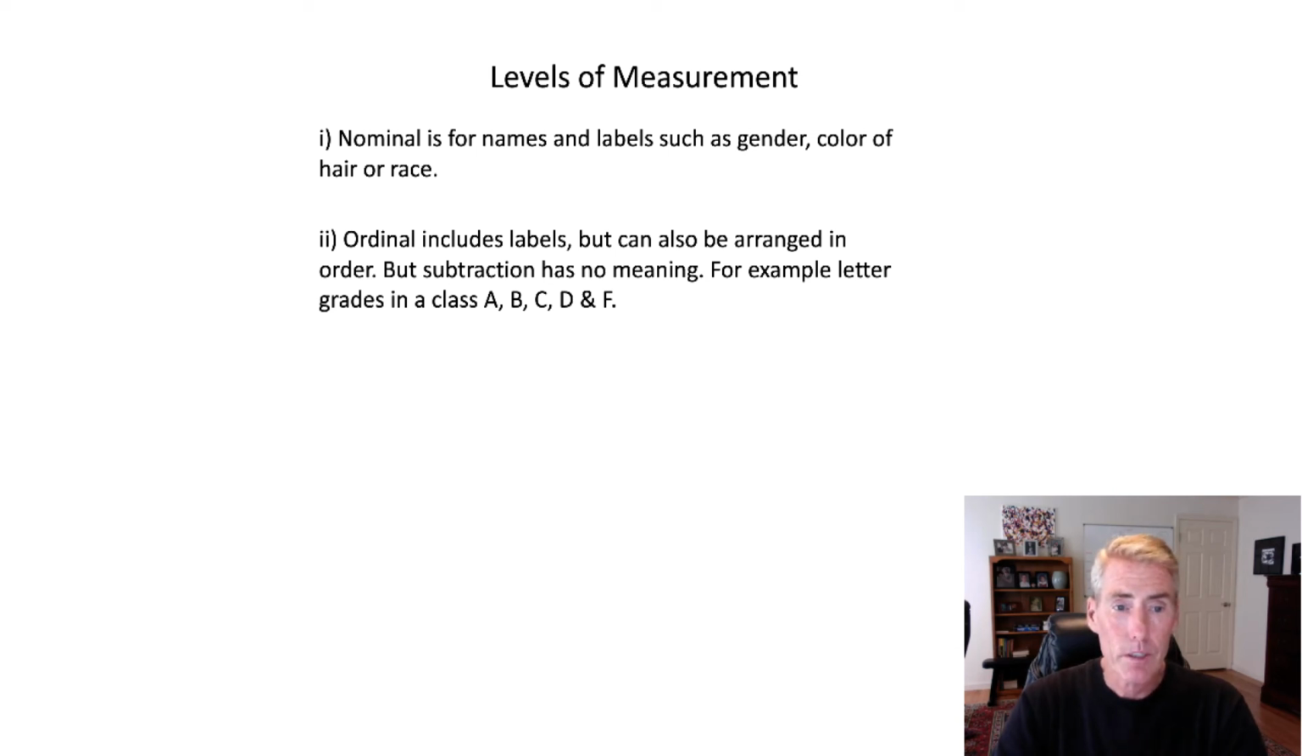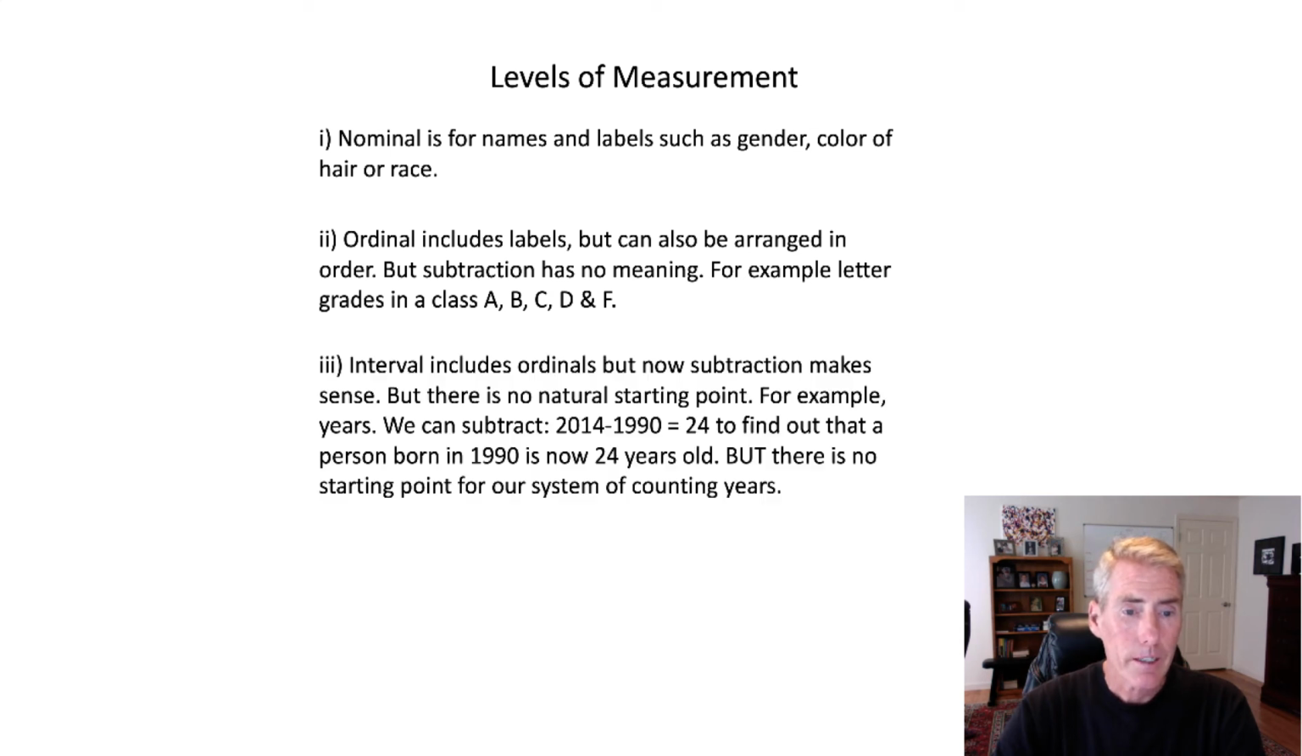Now we go up one level, to ordinal. These are things that can be put in order. For example, grades: A, B, C, D, F. There's an implied order; it's implied that an A is better than a B, and a B is better than a C, etc. But subtraction makes no sense. If I say an A minus a D, does that mean a B? No, it has no meaning. So we've got N, we've got O, next should be I.